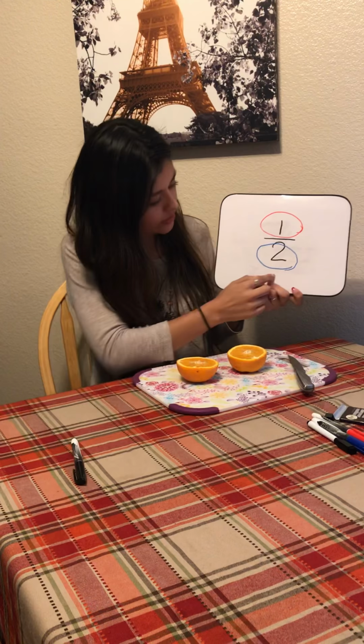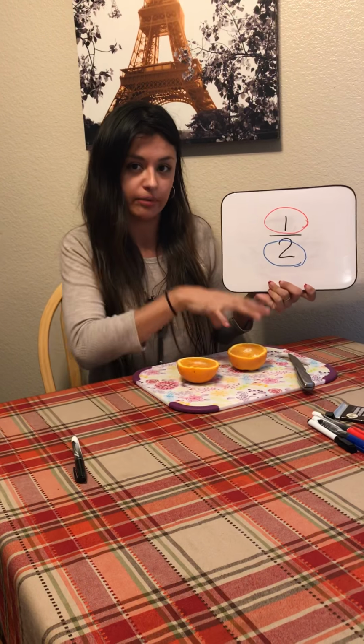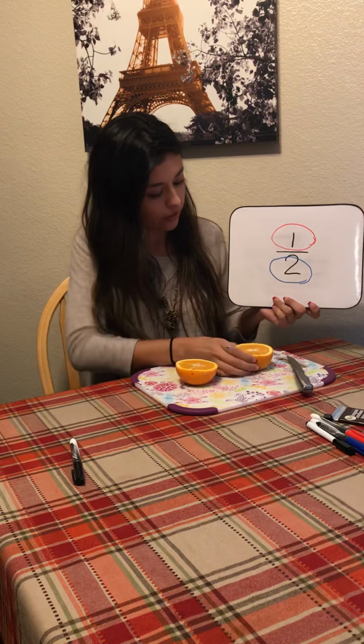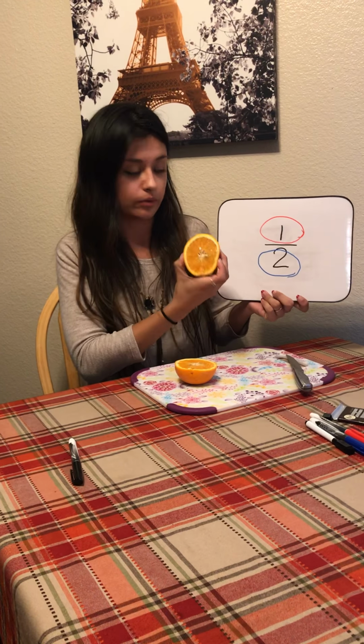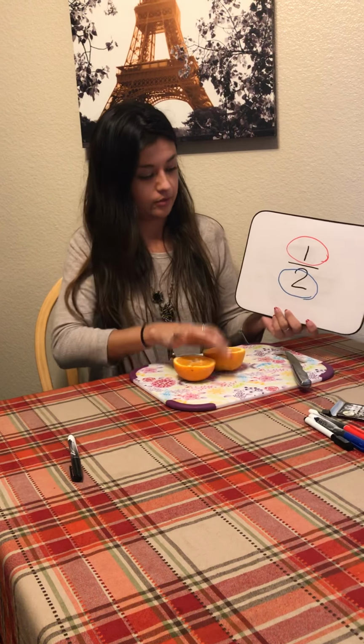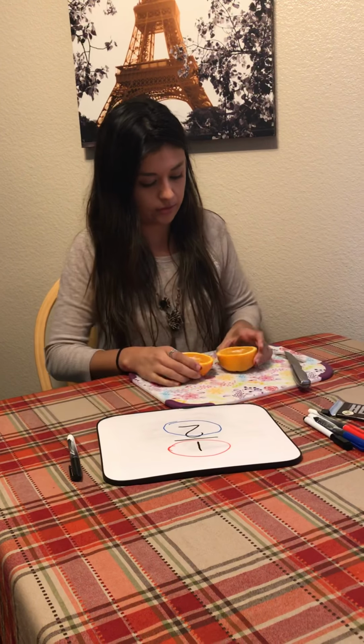I have my denominator, which is my 2 parts that make a whole, and my numerator, which is my part of a whole. So I have my 1/2. Like that.